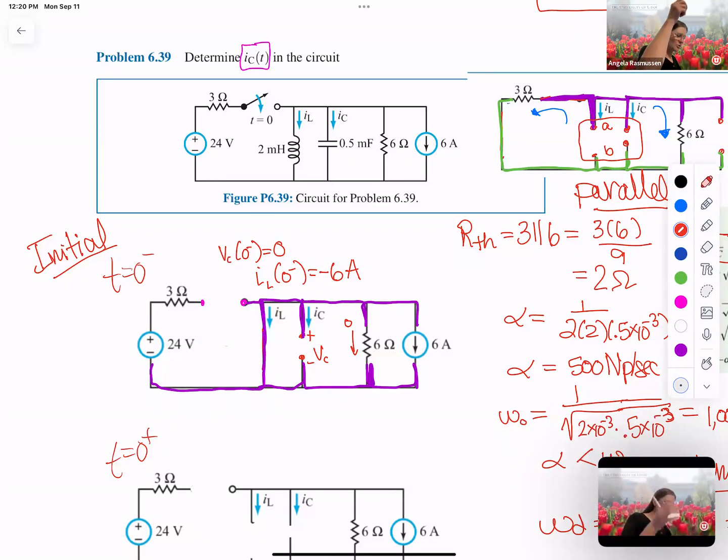Correct, yeah. So the 6 amps is forcing it from top to bottom. And if you follow it around, it will go up through the IL, but the IL is marked as going down, so you get a negative.